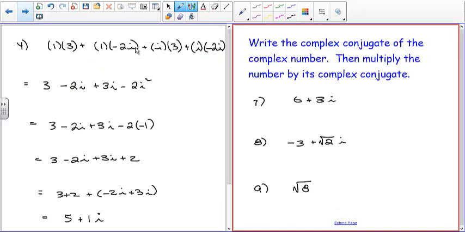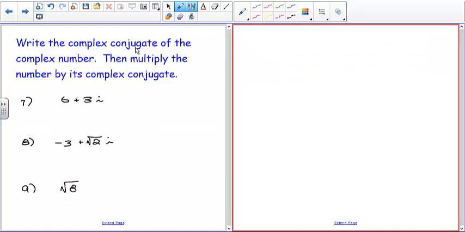Okay, so here it says write the complex conjugate of the complex number, then multiply the number by its complex conjugate. So we did that in number 5. In this case, we're not given the complex conjugate. We have to figure out what it is. All it is is the original complex number with the imaginary part with a different sign. So instead of plus 3i, it's minus 3i.